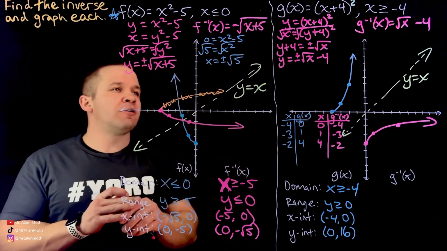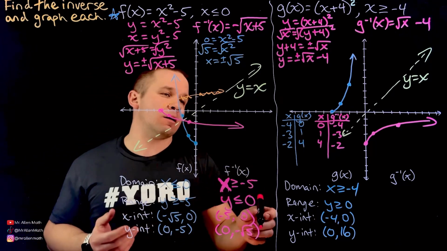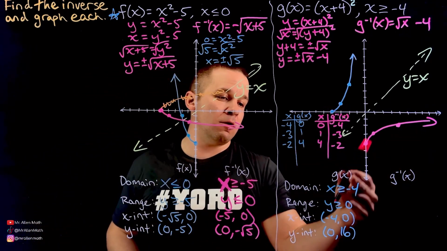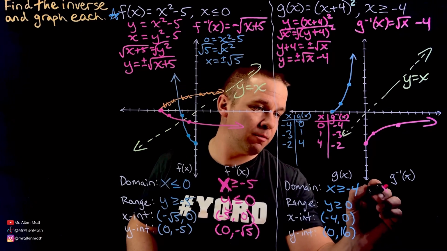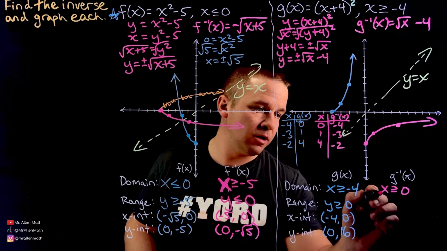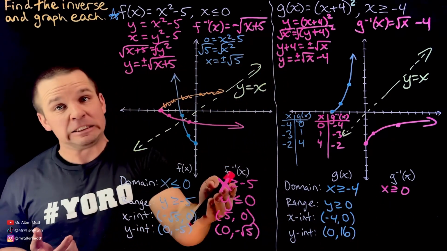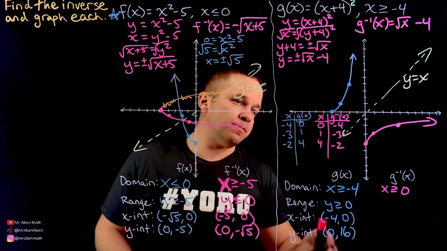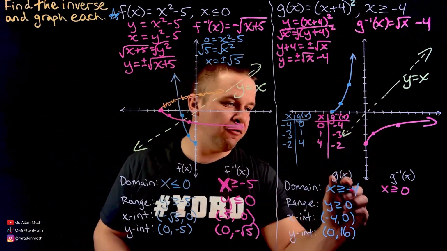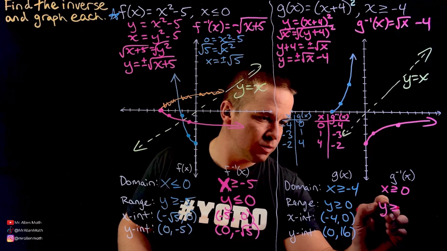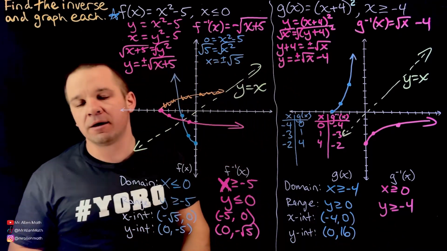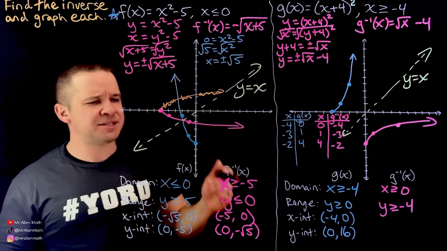Last part here, the inverse. So for my domain here, I'm x greater than or equal to 0, which happens to be my range on the other one. Look at that, I wrote an x this time. Range: I'm always above that -4 right there. Oh my goodness, did that switch with the other one as well? That's crazy.